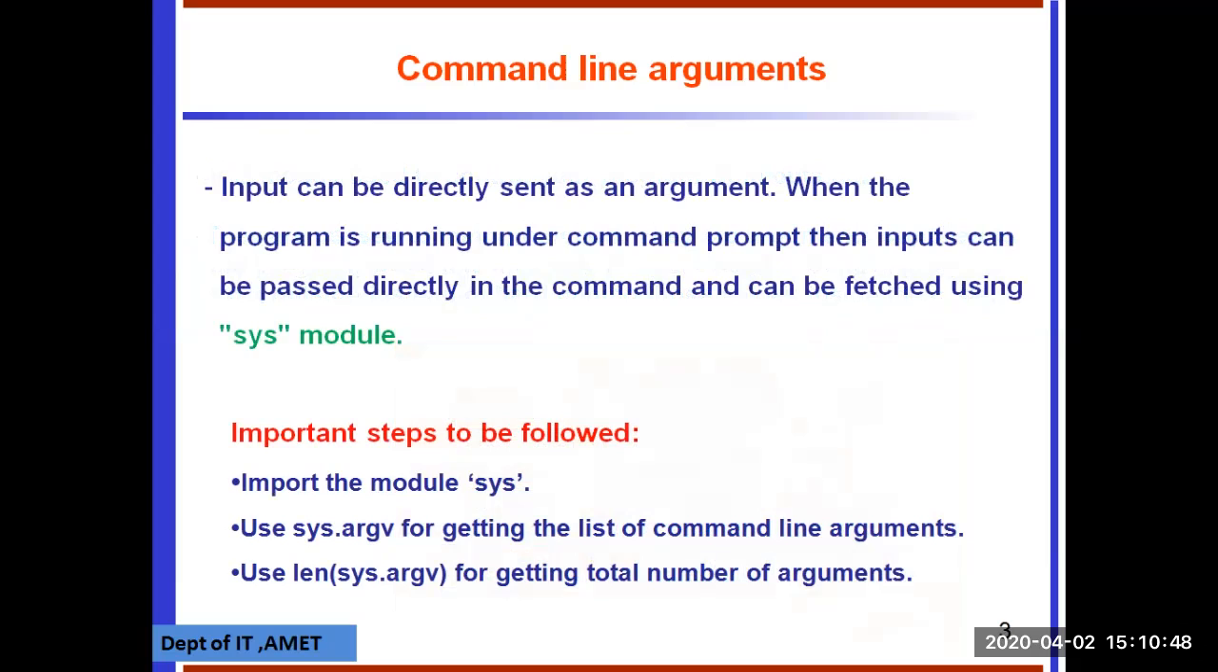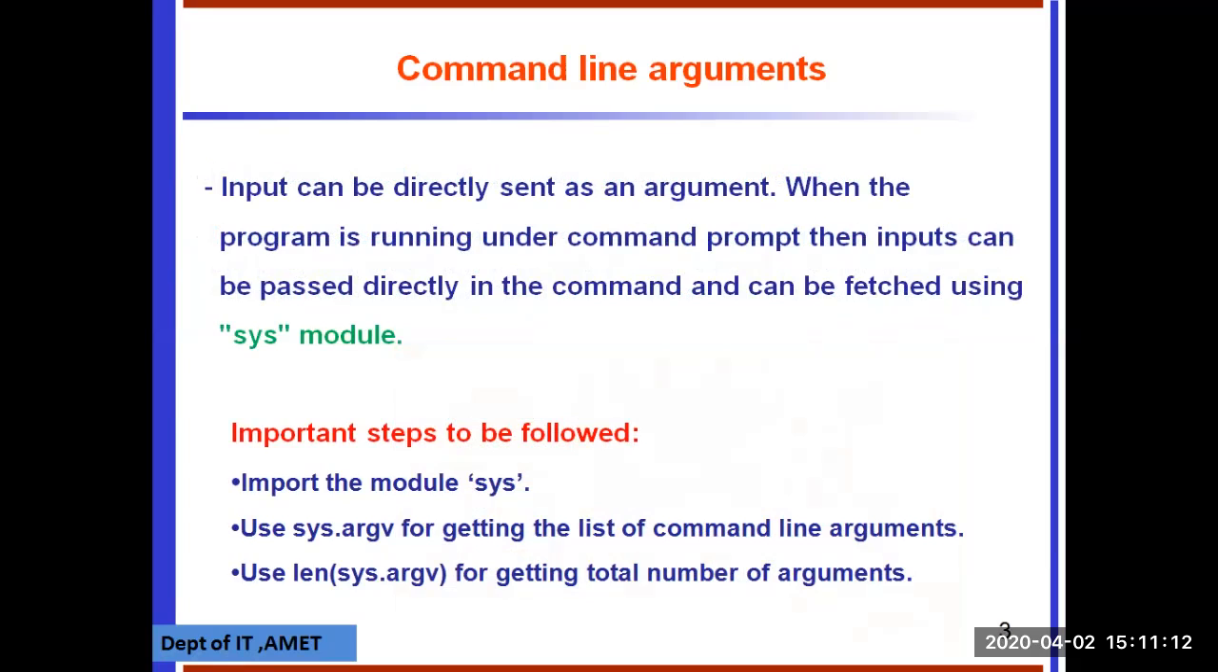Command line arguments are arguments sent to the program being executed. The input can be sent directly as an argument on the command line to our program. When a program is running under the command prompt, input can be passed directly in the command and fetched using the sys module.